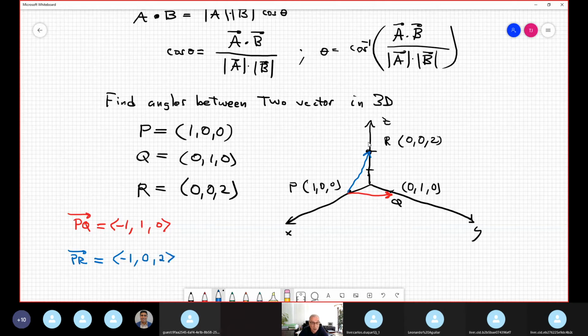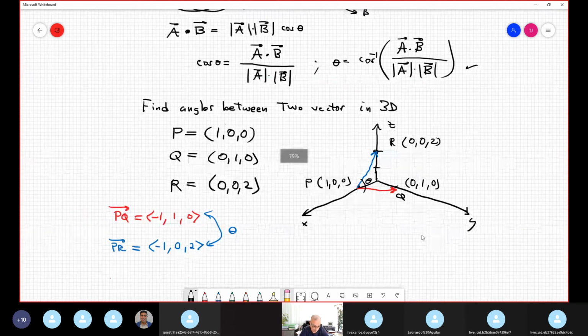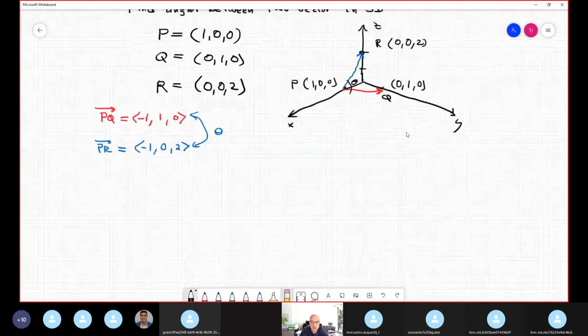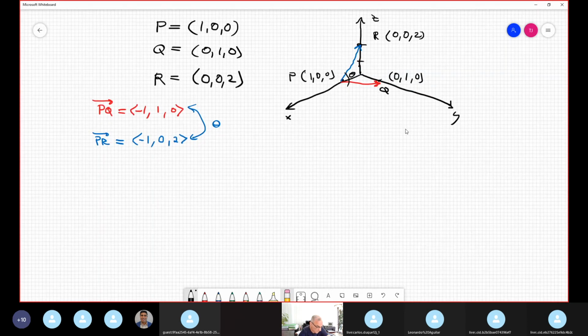So what is my goal? My goal is to find the angle between these vectors, theta. Look at that angle. So we're using that formula. Let's do it. With this formula, I first find the magnitude of PQ.